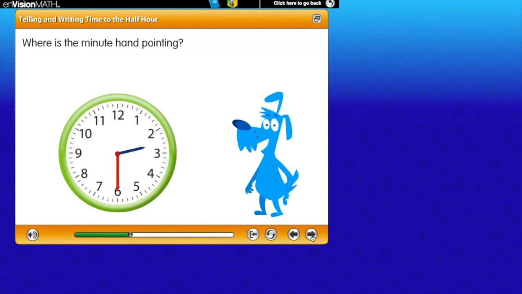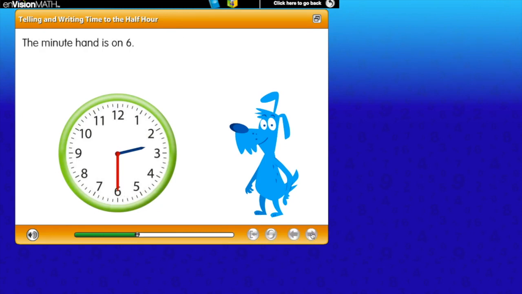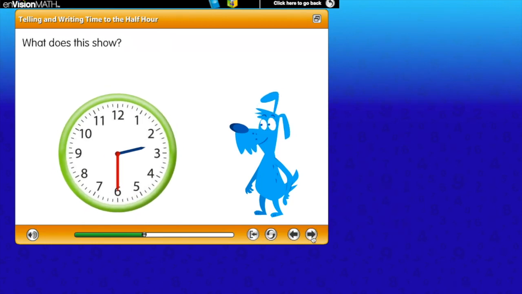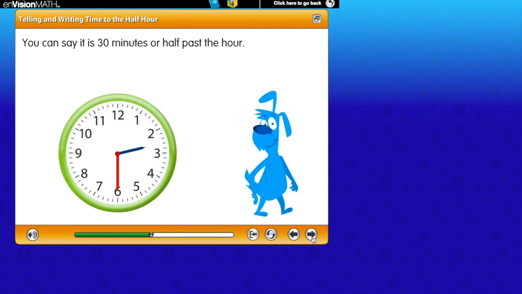Where is the minute hand pointing? Let's take a look here. Again, remembering that our minute hand is our long hand. So looking at the red arrow on the clock, it's pointing to what number? The minute hand is on 6. What does this show? You can say it is 30 minutes or half past the hour.